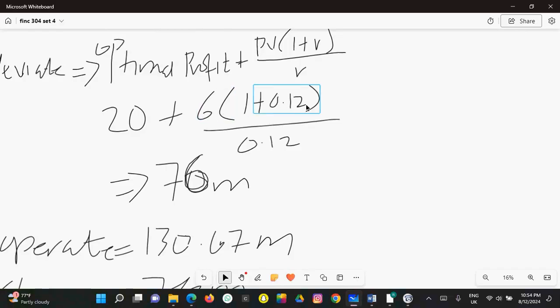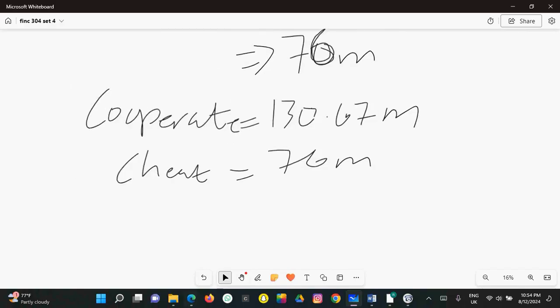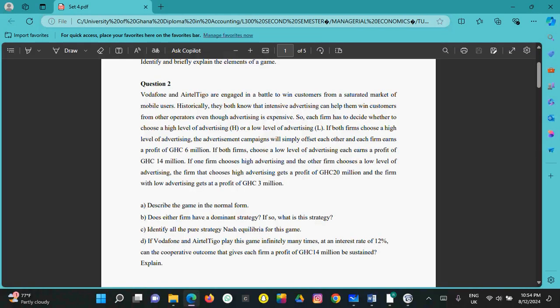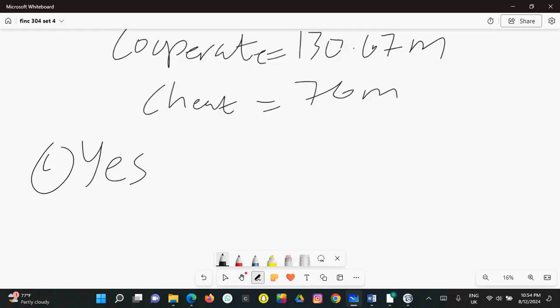So the 6 will now be perpetuated. Alright. So now the question was, will cooperation be sustained? What we are going to say is that yes, cooperation will be sustained. This is because cooperation brings higher return than not cooperating or than deviating. Firms will not deviate from cooperating. Thus, cooperation will be sustained. Right. So that's what we are going to write.